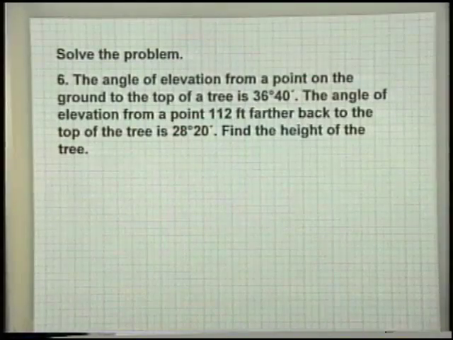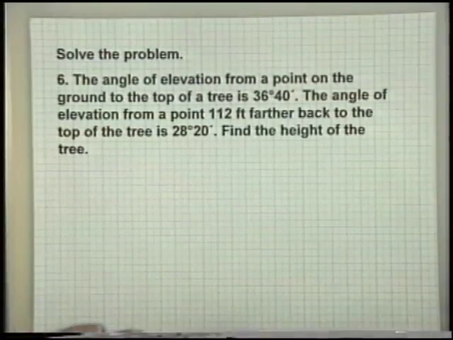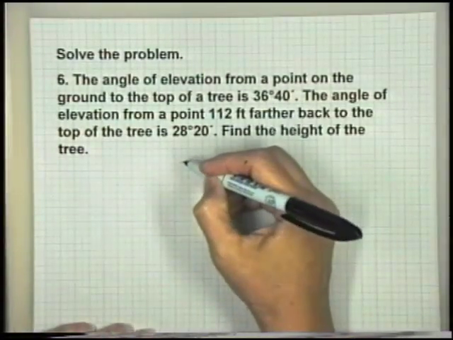Now I'd like for us to look at an application problem that works just like that problem number 5 we just worked. It says the angle of elevation from a point on the ground to the top of a tree is 36 degrees 40 minutes. The angle of elevation from a point 112 feet further back to the top of the tree is 28 degrees 20 minutes. Find the height of the tree.